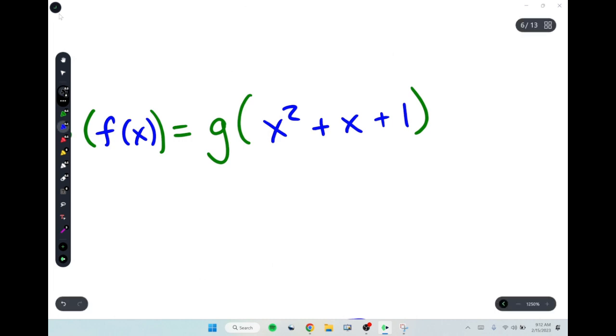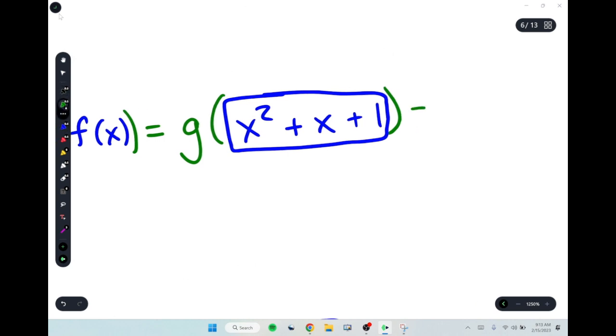Absolutely. And if you don't like that, draw a big square around it. See this square right here? That square is going to do all the work for us. So instead of plugging it in, I'm going to plug in that square, and then I'm going to write that square in. So what is g of x?